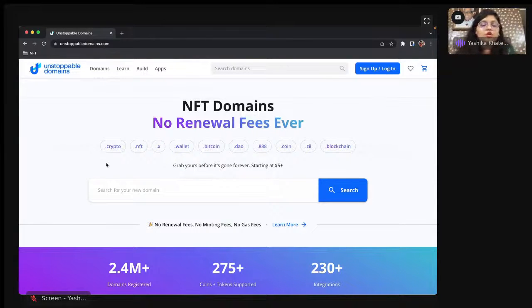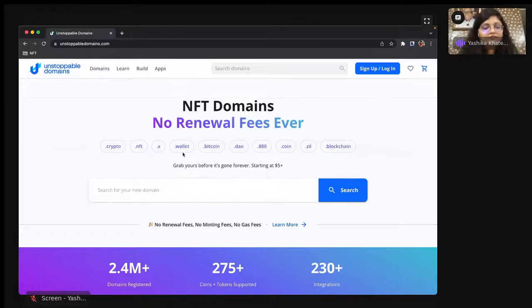Otherwise, if you want to build your own website or you want to build your own NFT gallery with this domain for free, then you can do it with .crypto. .crypto would be the ideal choice in that case. .nft, if you are more interested in NFTs. .x is because it is a very short form, right? So it saves you the hassle of typing so much. So that's why .x domains go for much higher prices.